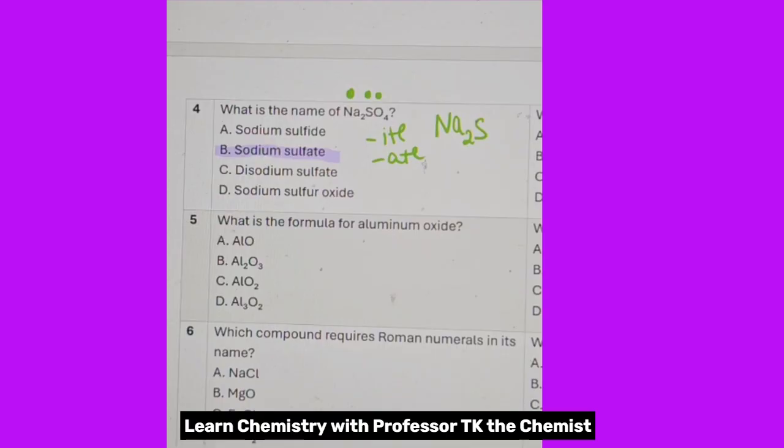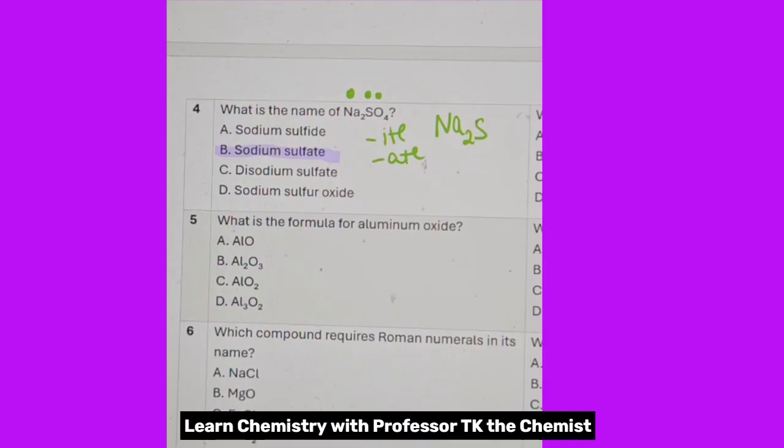Number 5. What is the formula for aluminum oxide? And notice, I didn't say aluminum trioxide. I said aluminum oxide. No, N2 is nitrogen. If you had N2O, that would be dinitrogen monoxide because both of them are nonmetals. Okay. Number 5, aluminum oxide.